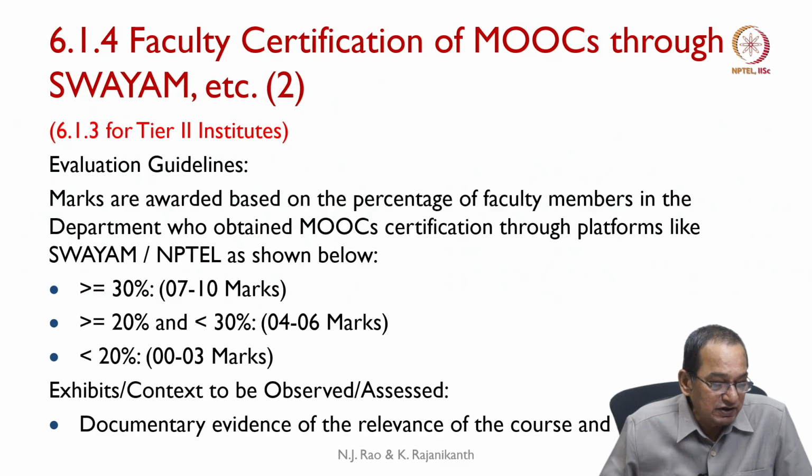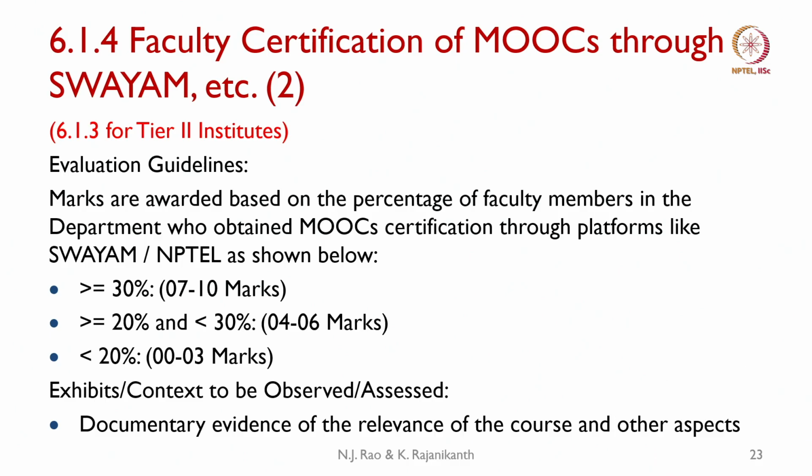If the percentage of the faculty who have gone through this program is greater than or equal to 30%, we get 7 to 10 marks. Between 20 and 30%, 4 to 6 marks, and less than 20%, 0 to 3 marks. Because if no one has gone through a certification, obviously 0 marks. But if it is less than 20%, then based on the perception of the visiting faculty regarding the quality of the MOOCs programs through which the faculty have gone and any certification grades, all these things, they will award marks in this range. So the documentary evidence is observed.